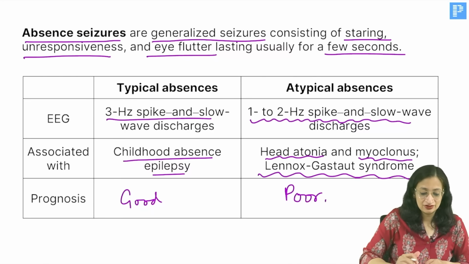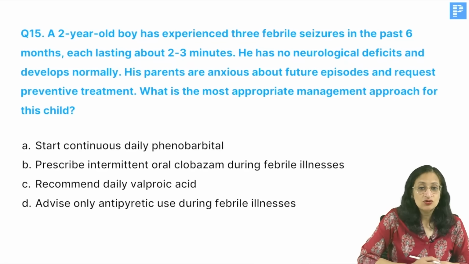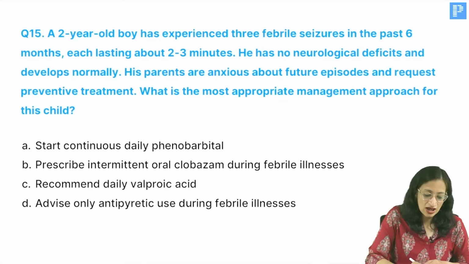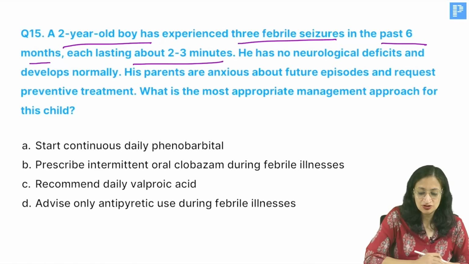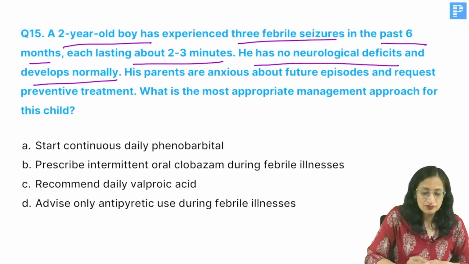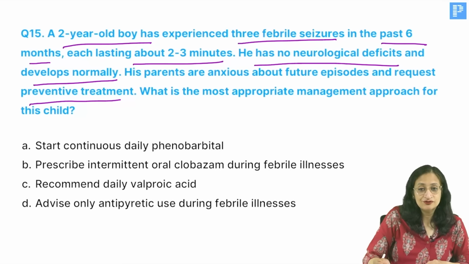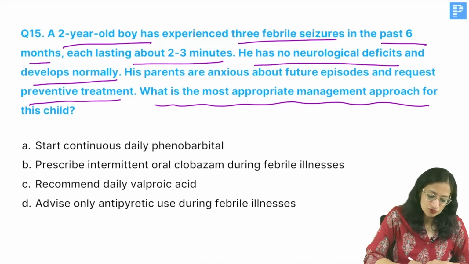Okay? Now, moving ahead, you have a 2-year-old boy who has experienced 3 febrile seizures in the past 6 months, lasting about 2 to 3 minutes. He has no neurological deficits and develops normally. His parents are anxious about future episodes and request preventive treatment. So, recurrent episodes of simple febrile seizure is happening. To prevent recurrent episodes, remember we said we could give intermittent prophylaxis with clobazam, right? So, what is the most appropriate management approach for this child?